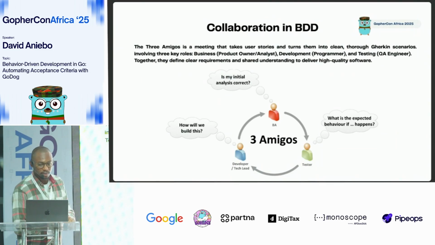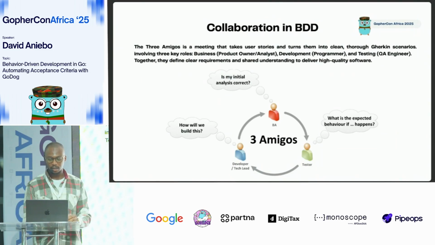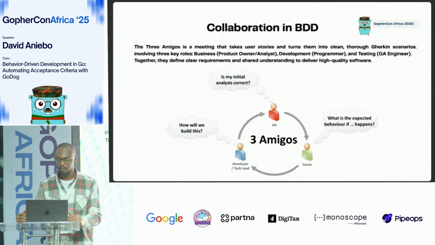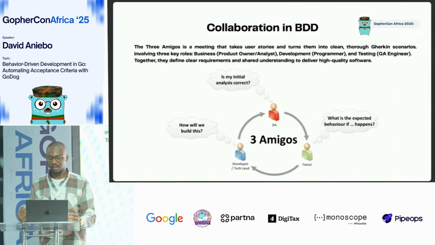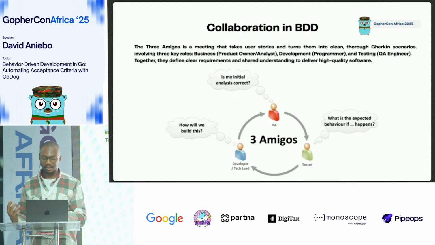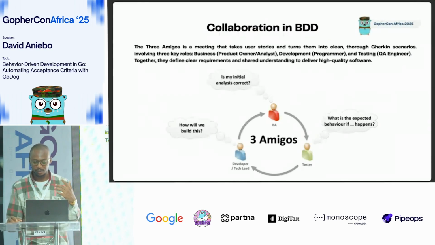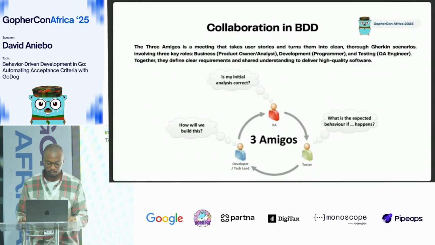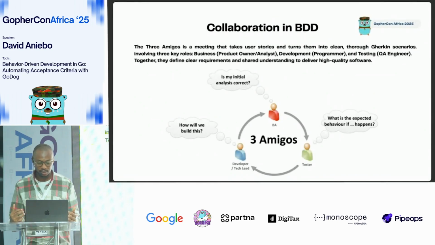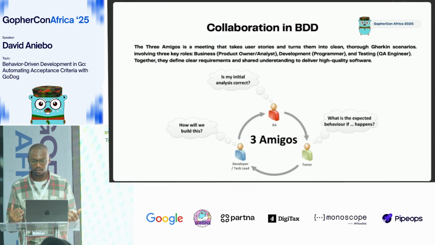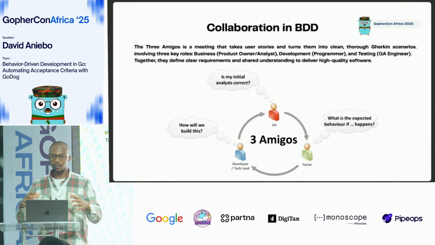So we have collaboration in BDD, and in behavior-driven development we have what we call the three amigos. The three amigos are the business team, which involves the product owner and the product or business analyst. We also have the development team, the software developers, and the testing team: the QA engineers, the testers, the manual QA, and all of that. The business analyst comes in and asks, is my analysis correct?